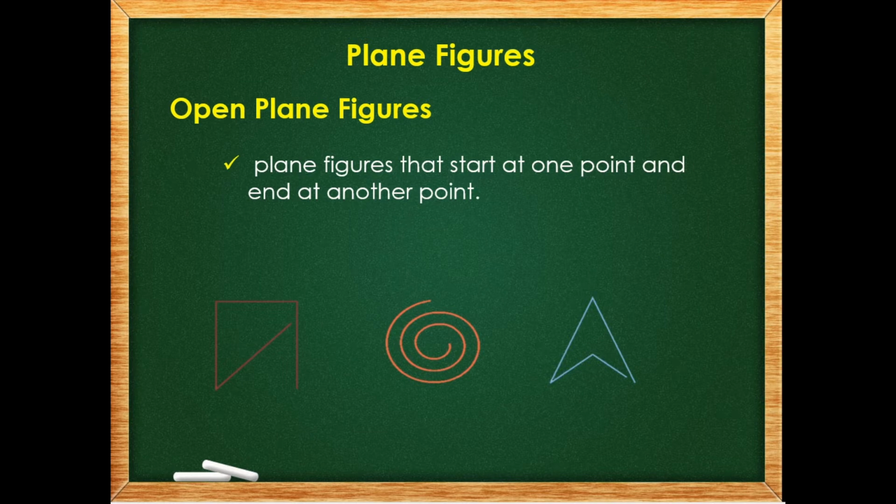Try to take a look at our examples. As you can see in the first figure, if we started here at this point, it ended here at another point. In our figure number 2, if we started here at one point, again, it ended here at another point. For our figure number 3, if we started here at one point, it ended here at another point. So in short, it has an open space.